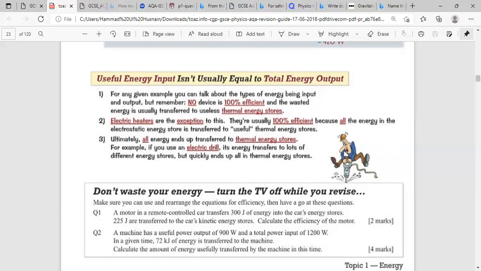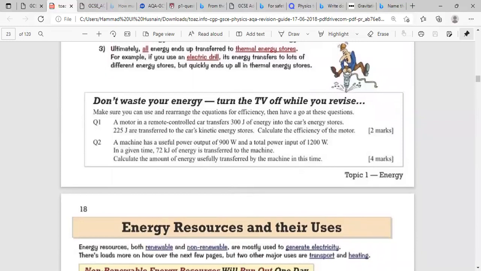Yeah. Ultimately, all energy ends up transferred to the thermal energy stores. For example, if you use an electric drill, its energy is transferred to lots of different energy stores, but quickly ends up all in the thermal energy store. So even after we get the useful energy transfer, like if we are transferring the energy to a useful energy store, after a certain time that energy will again be lost in the form of thermal energy, right?